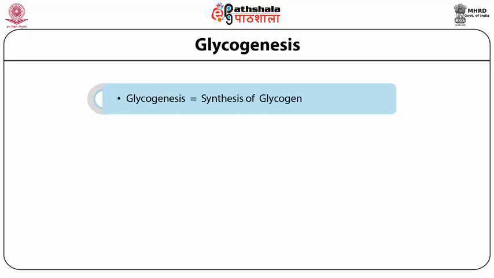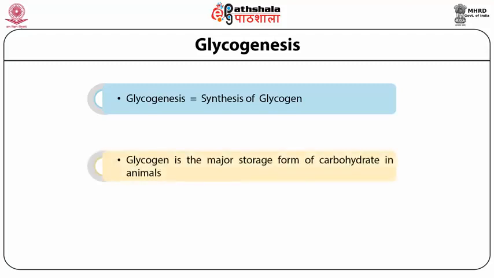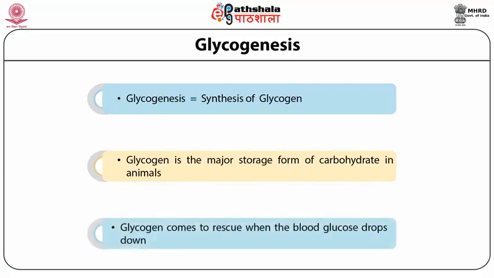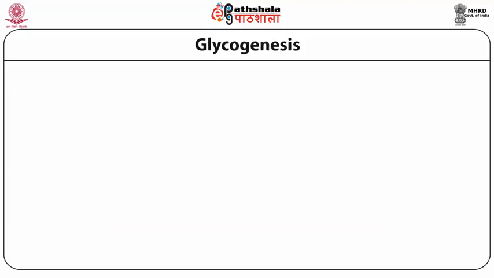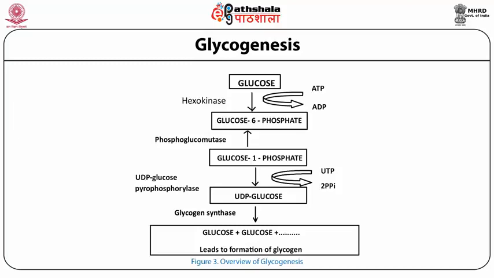Glycogenesis is the biosynthesis of glycogen, the major storage form of carbohydrate in animals, similar to starch in plants. Glycogen is used to rescue when the blood glucose drops down, a situation which prevails between our daily meals. The major sites of storage of glycogen are liver and muscles. Although the glycogen content of liver is greater than that of muscle, 3/4 of total glycogen is stored in muscles due to their mass.